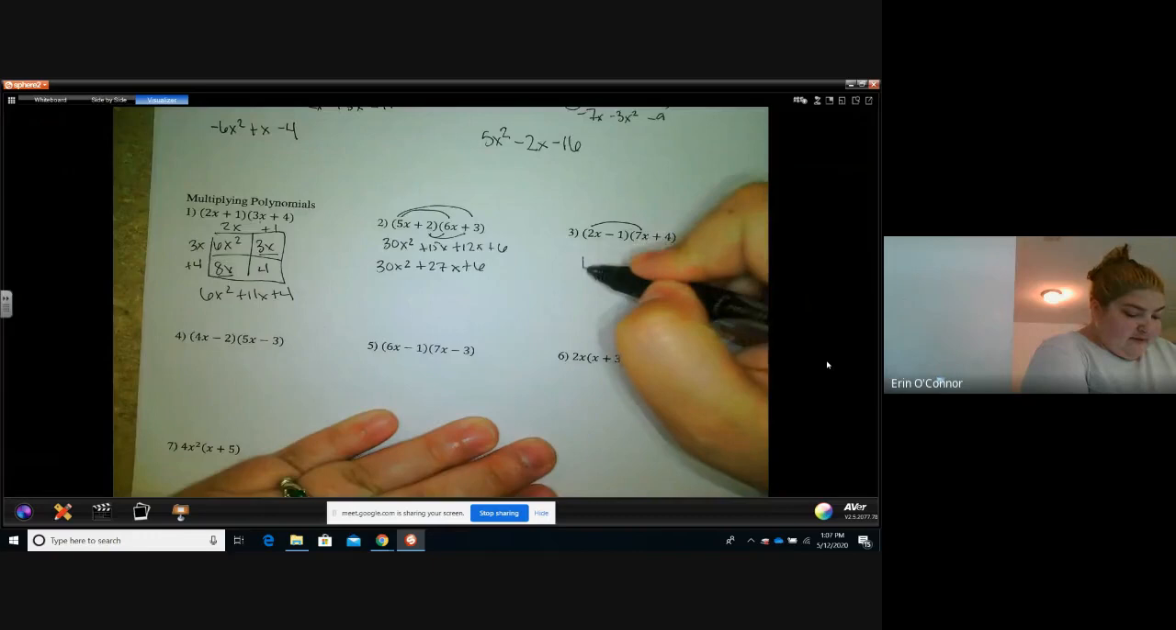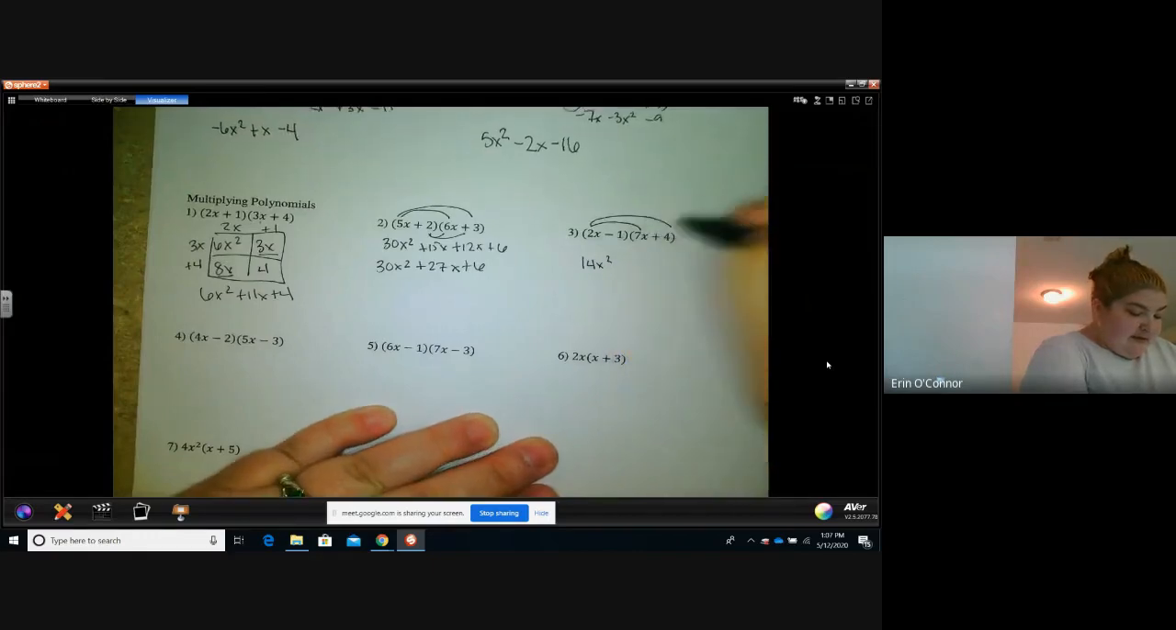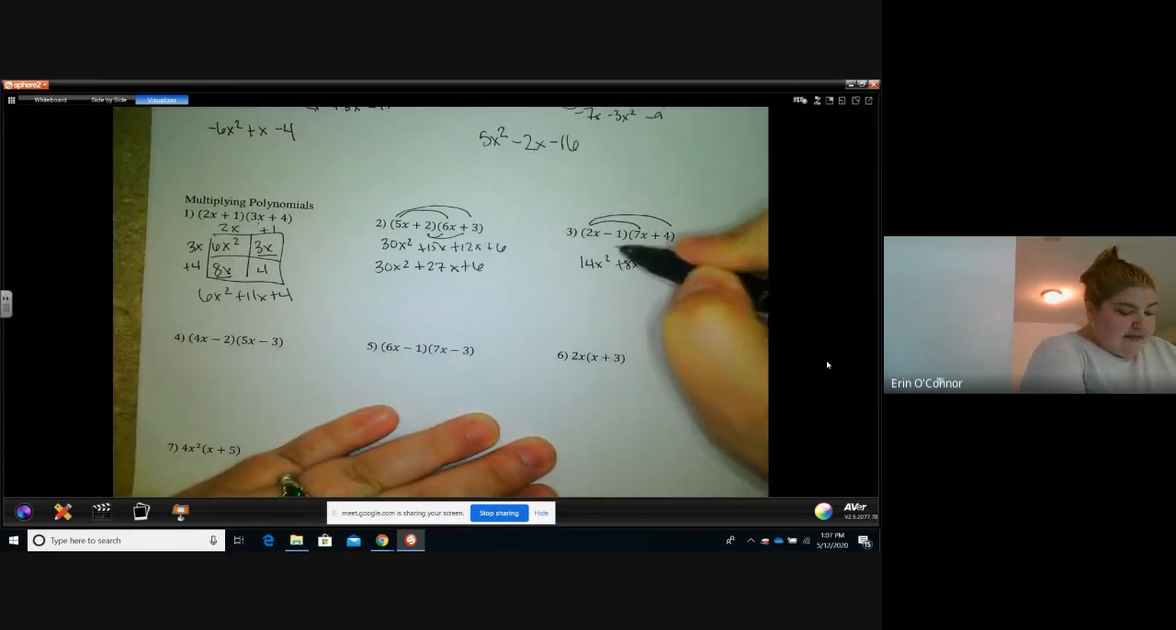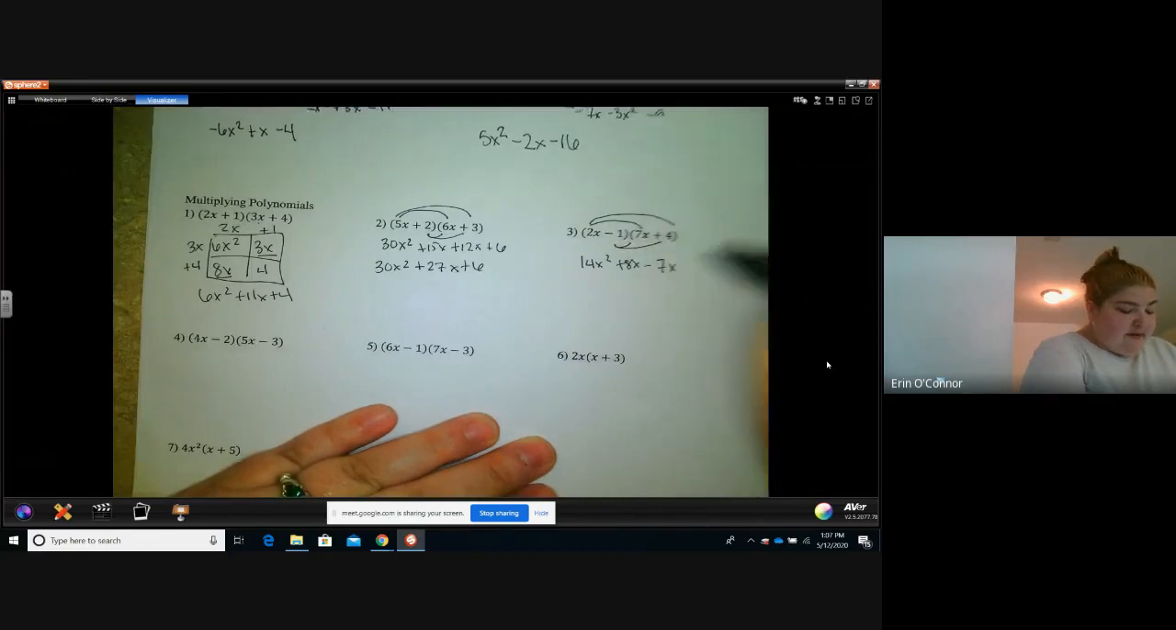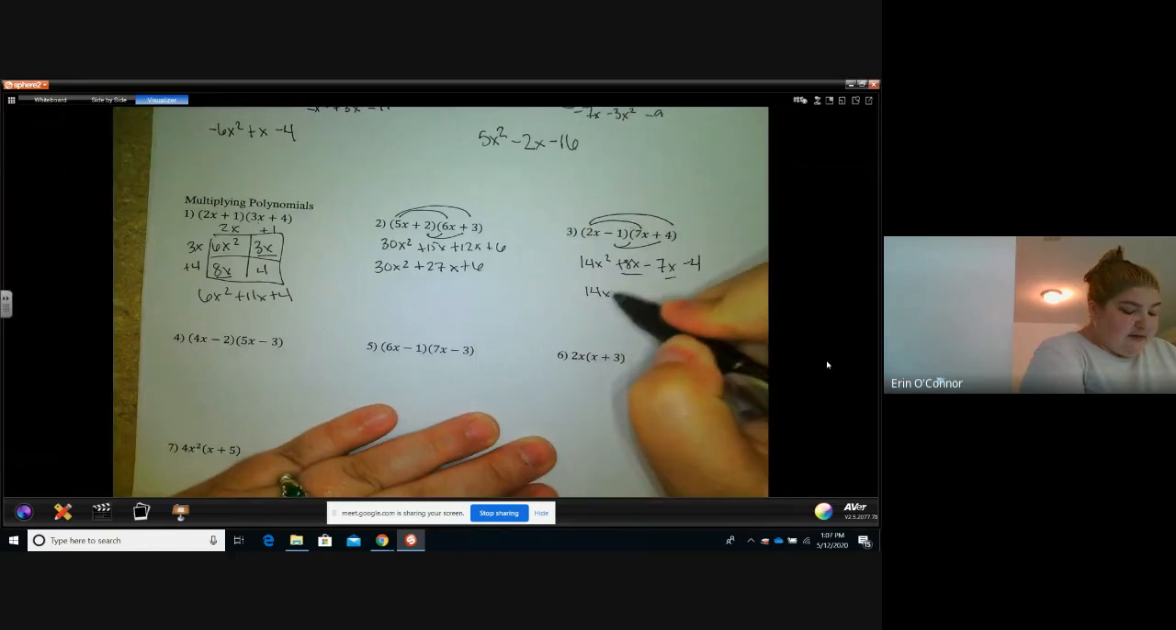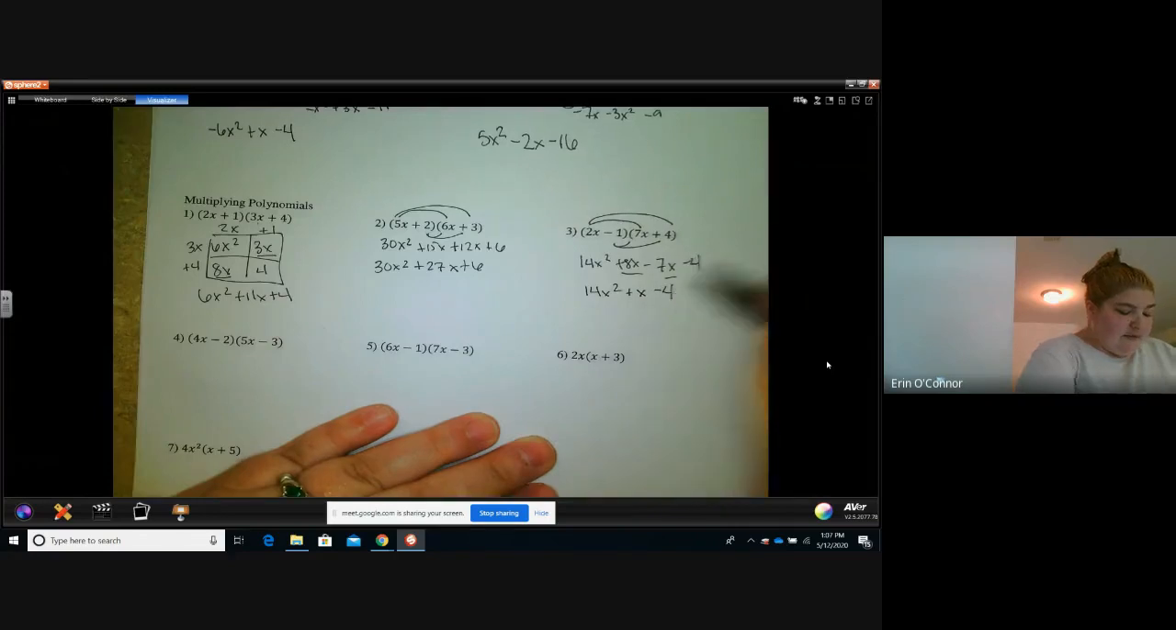For the next one, 2x times 7x is 14x squared. 2x times 4 is 8x. Negative 1 times 7 is negative 7x. Negative 1 times 4 is negative 4. Combine like terms. 14x squared, 8 minus 7 is 1, so plus x minus 4.